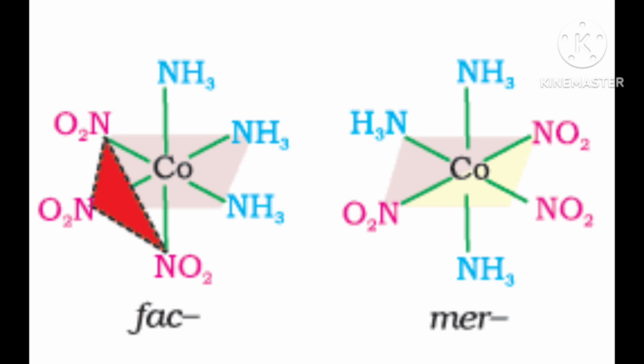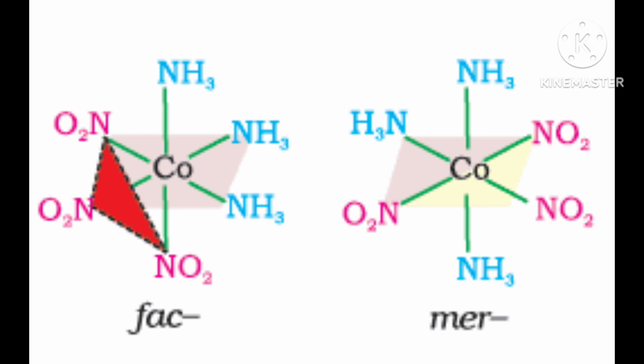Means cobalt is in the middle. Then one NO2 is above the cobalt, the other is below the cobalt. Means you can tell that between the 2 NO2, NH3 is coming. Correct? Then this is just like a meridian position, meridian of the octahedron. Total 6 are there, but they differ in arrangement.